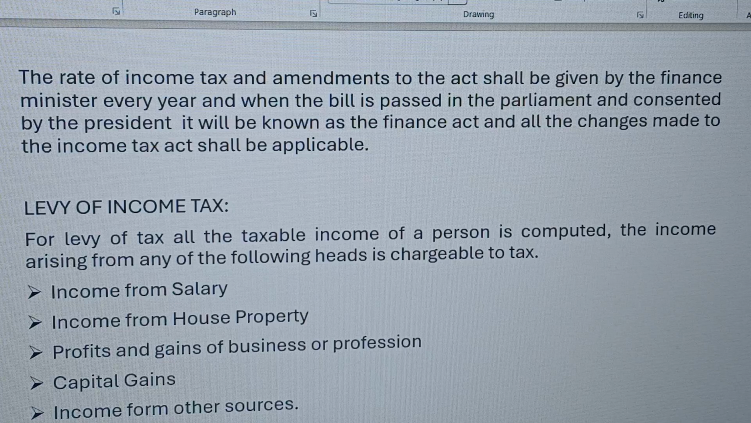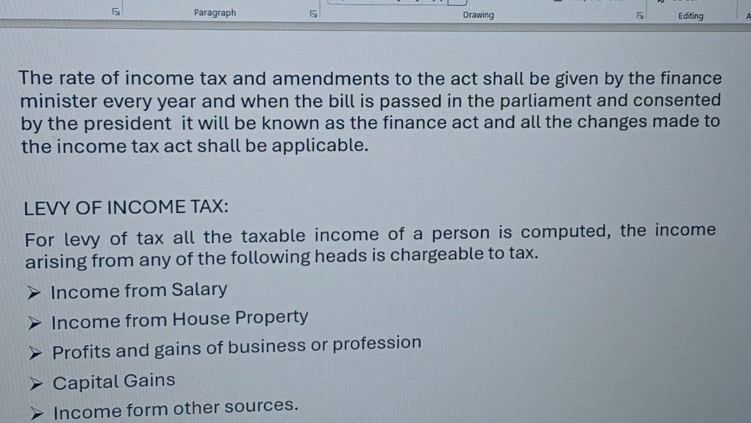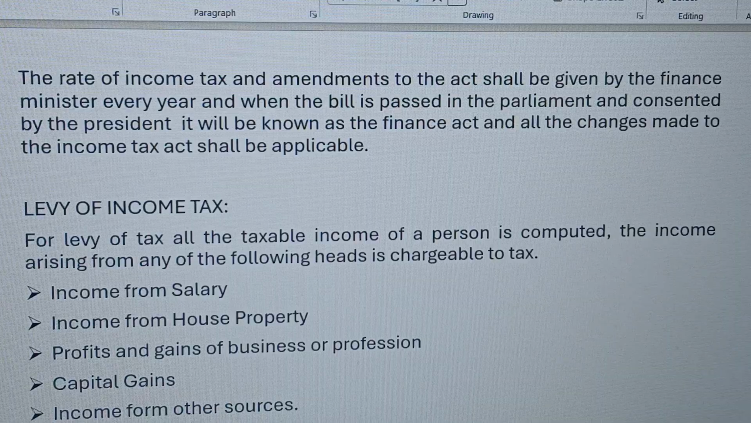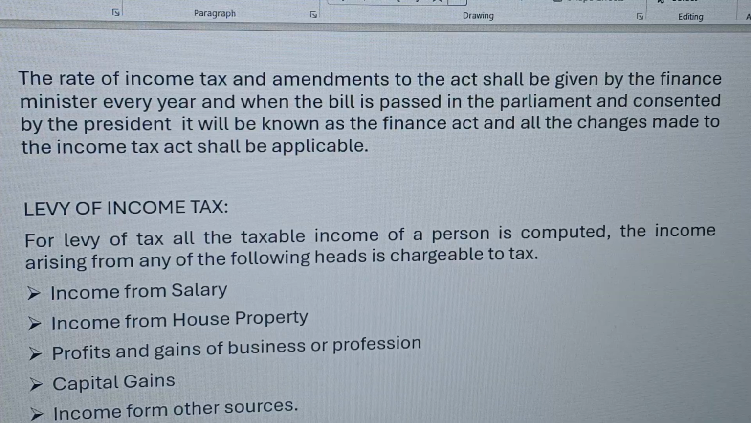First head is income from salary. Income from salary is the first head of income that is applicable to salaried persons, the job holders who receive salary from the employer. Under this head, the income from salary will be calculated.